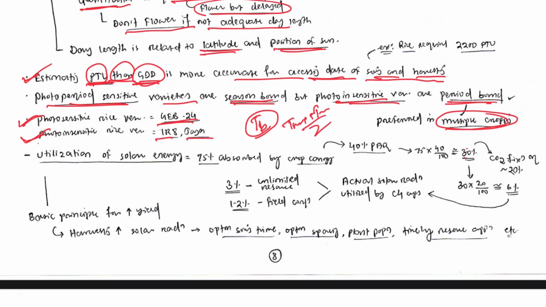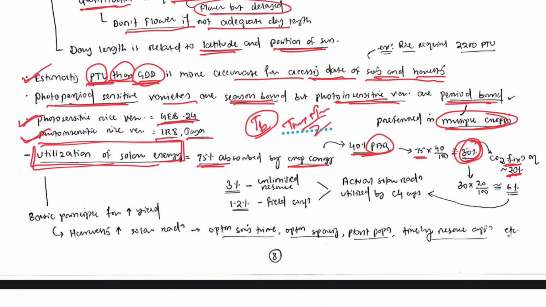Now, utilization of solar energy. If we look at the amount of solar radiation coming to the earth surface, how much is utilized? 75% is absorbed by the crop canopy, and 40% of the solar radiation comes under PAR, photosynthetically active radiation. So 75 into 40 by 100 is 30%. That can actually be taken up by the crop for photosynthetic activity or photolysis. Carbon dioxide fixation efficiency is 20%, so 20% of 30 is around 6%. This is the theoretical value of solar radiation use efficiency.